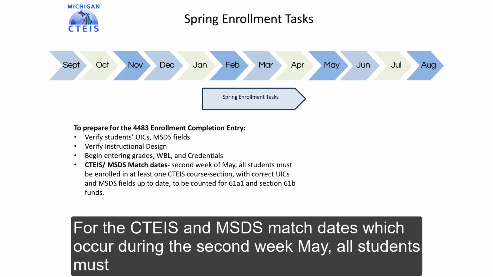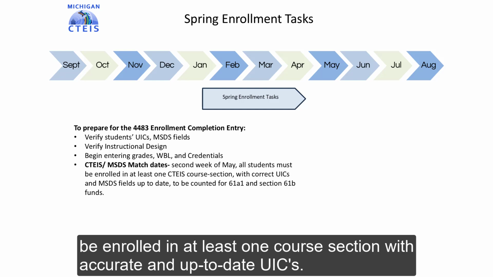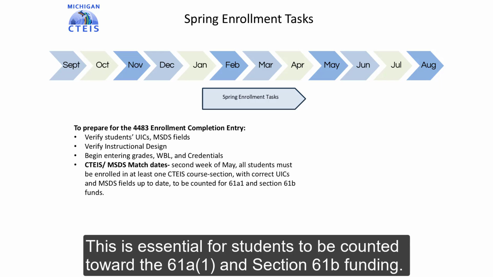For the CTEIS and MSDS match dates, which occur during the second week of May, all students must be enrolled in at least one course section with accurate and up-to-date UICs. This is essential for students to be counted toward the 61A1 and Section 61B funding.